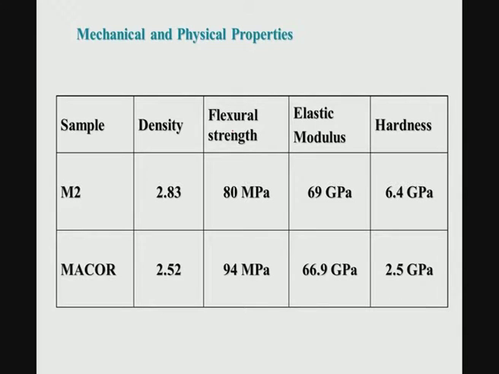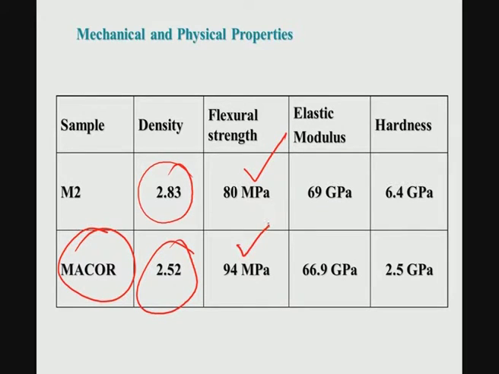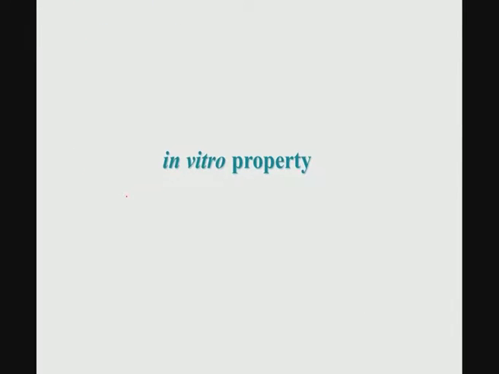So, these are some of the other properties, and just a comparison with the commercial Macor-based glass ceramics. The density of our glass material is 2.8, Macor glass is 2.5. Flexural strength was 80, Macor was 94 MPa. Elastic modulus was 69, here it is 67 gigapascal. Hardness was 6.4; the higher the hardness, the better the wear resistance and the better the durability of these materials. So, our material, the experimental material, I put a star, and why did I put a star? Because it really has much better properties than one of the commercially available dental glass ceramics.